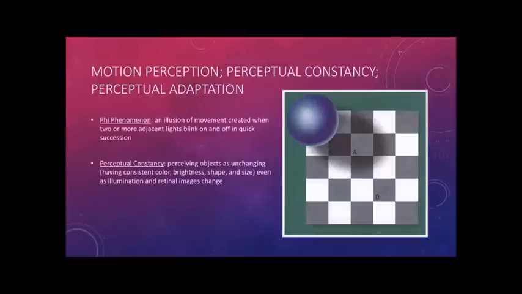Perceptual constancy. This is a cool one. This is perceiving objects as unchanging, having some constant or consistent color, brightness, shape, and size, even when the illumination and the retinal image does change.